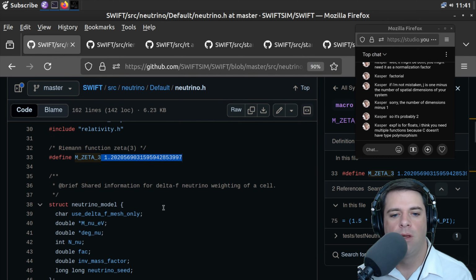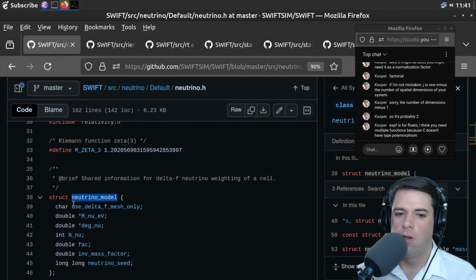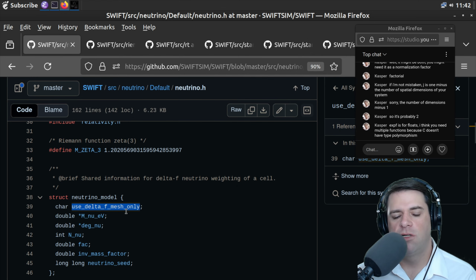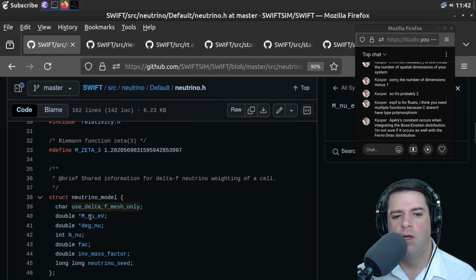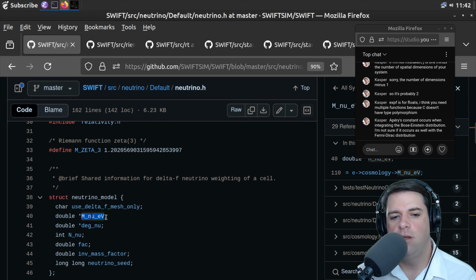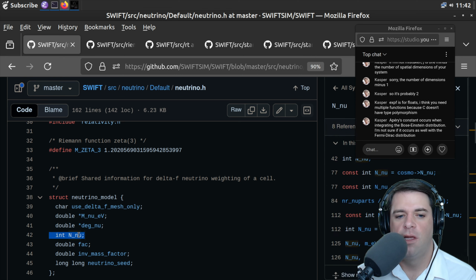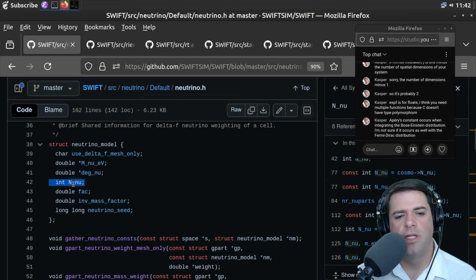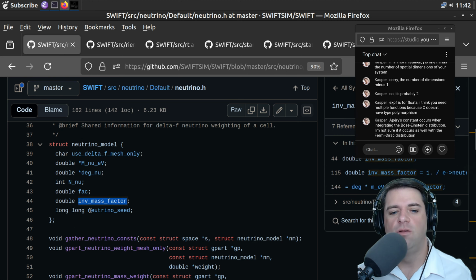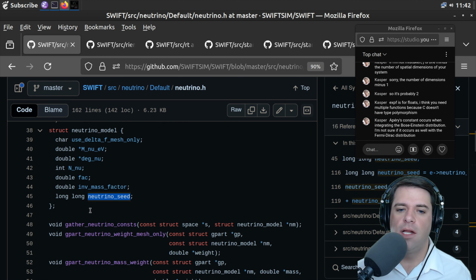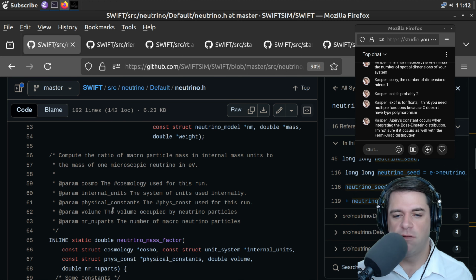What else? We've got a neutrino model, which has this char, which I'm guessing is probably used as a Boolean, use delta F mesh only. And you have M nu EV and deg nu. These are doubles. I don't know what they do. And N is maybe the number of neutrinos fac. I don't know, but some mass floor and a neutrino seed. I don't know what the neutrino seed is doing. Possibly there's like a randomness to the modeling of neutrinos.